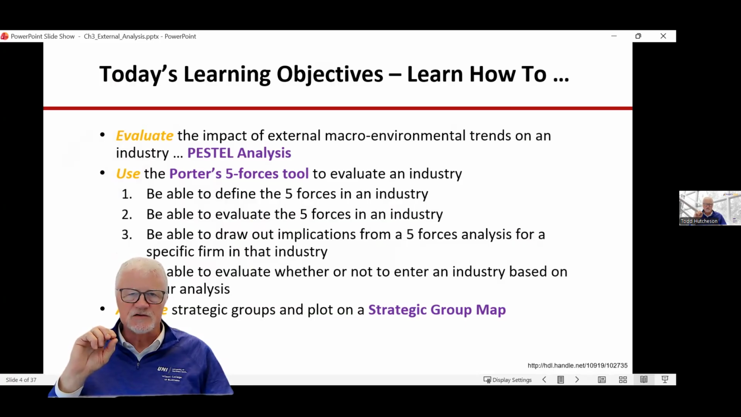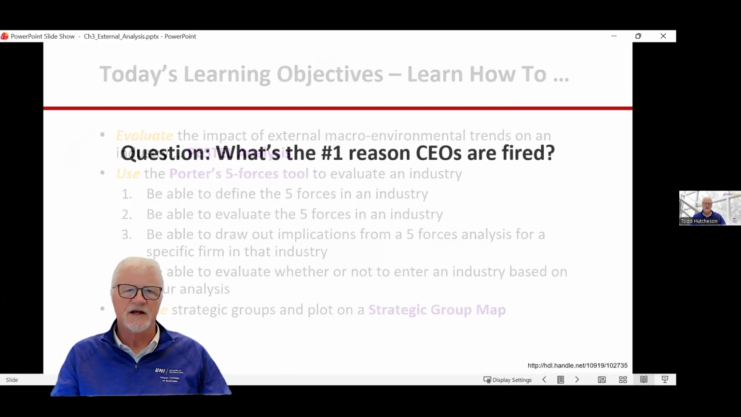an expert in the field of strategic management and business modeling in general, be able to define those five forces in an industry, evaluate them in an industry, draw out the implications of those five forces for analyzing a specific firm inside that industry, and being able to evaluate whether or not to enter an industry based on that analysis, and be able to understand how to maximize our performance inside that industry. And then last but not least, we're going to learn how to analyze specific strategic groups and plot them on another tool called a strategic group map. So those are the three things that we hope to do with today's session.